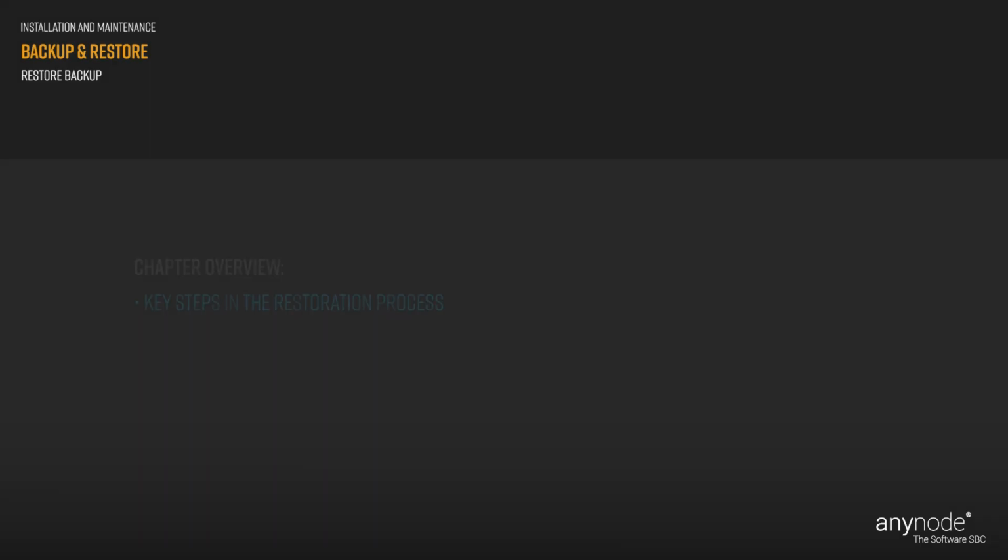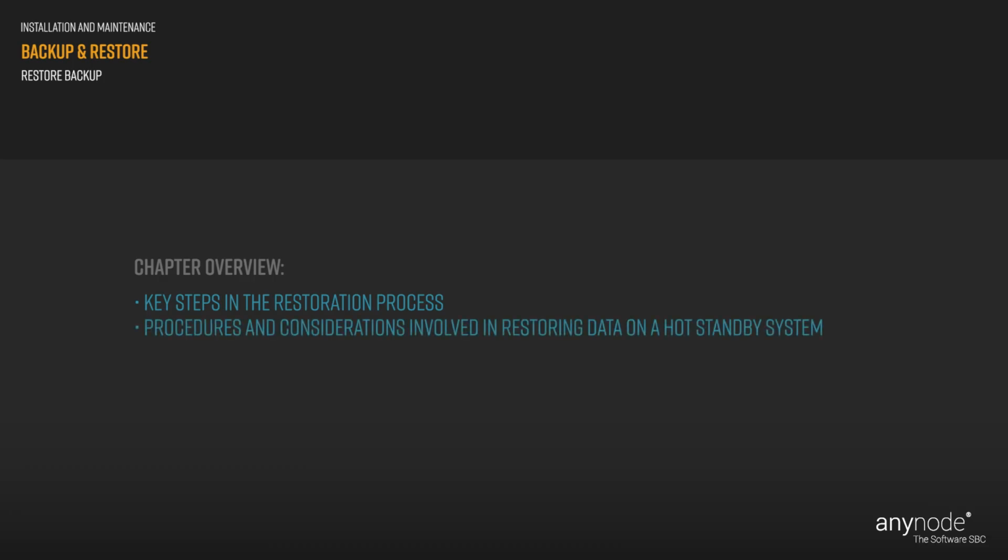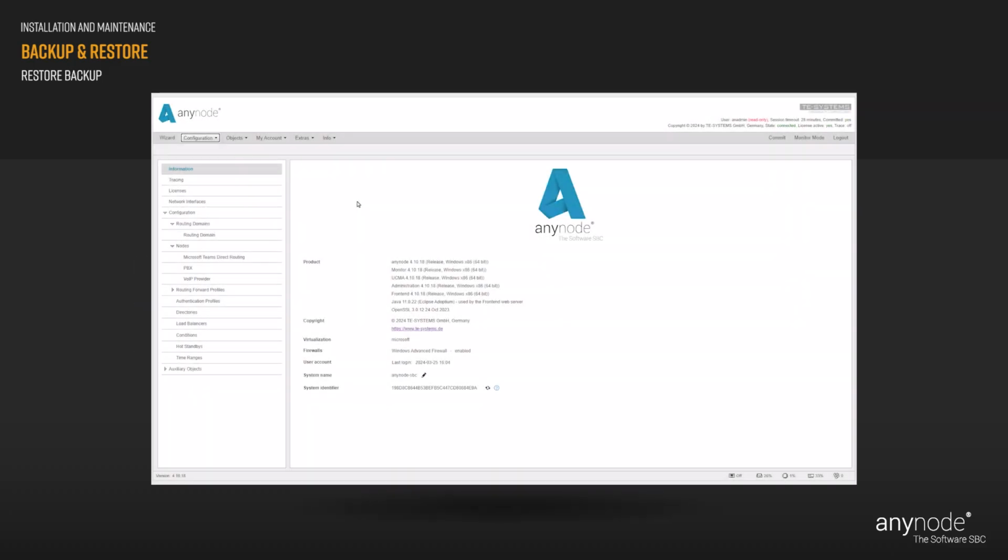Restore backup. This chapter describes the key steps in the restoration process. We will also delve into the procedures and considerations involved in restoring data on a hot standby system. Starting with a single anynode instance, we will explain with a step-by-step instruction how to bring your anynode back to work. To fully restore an anynode system, you should check if you have write access in the anynode frontend. If not, click on Configuration and take control in the upper menu.